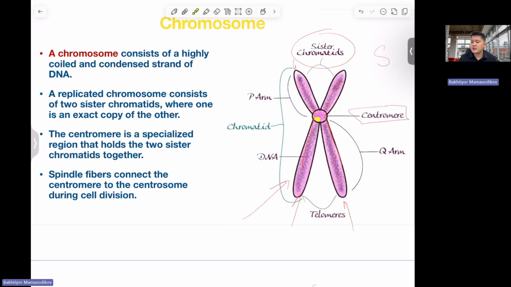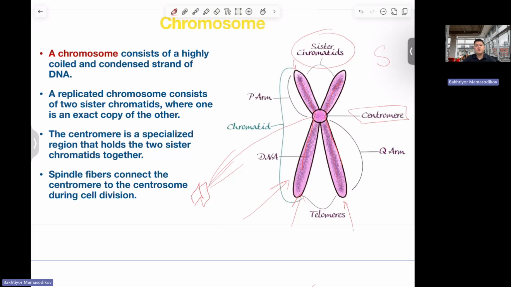Okay, so without the centromere, chromatids would float away randomly. If it's not holding the sister chromatids together, that means they're going to float away. Okay, it's like a belt that holds them tightly, holding the two sister chromatids together. I hope it's understandable. So what are the spindle fibers? We have special structures called the centrioles. They're going to make the spindle fibers, and those spindle fibers are going to attach here.